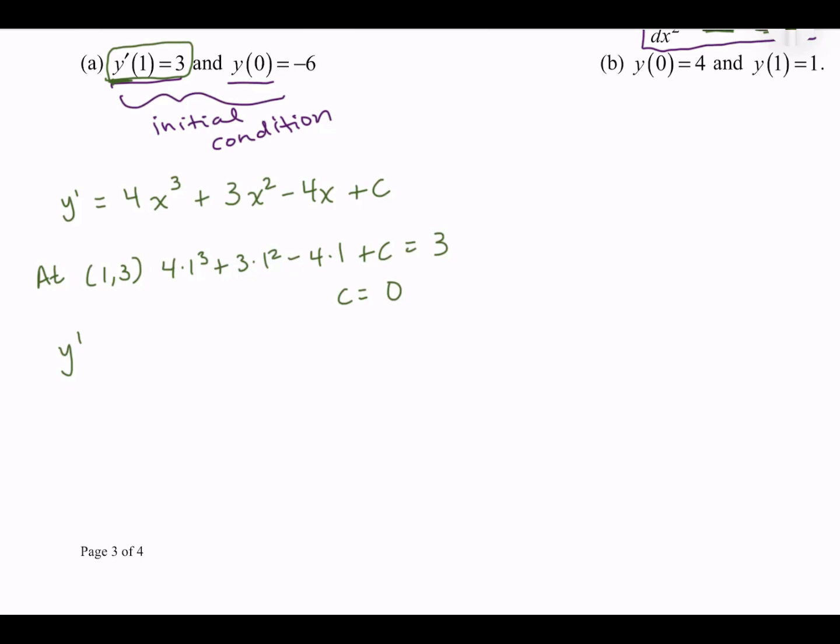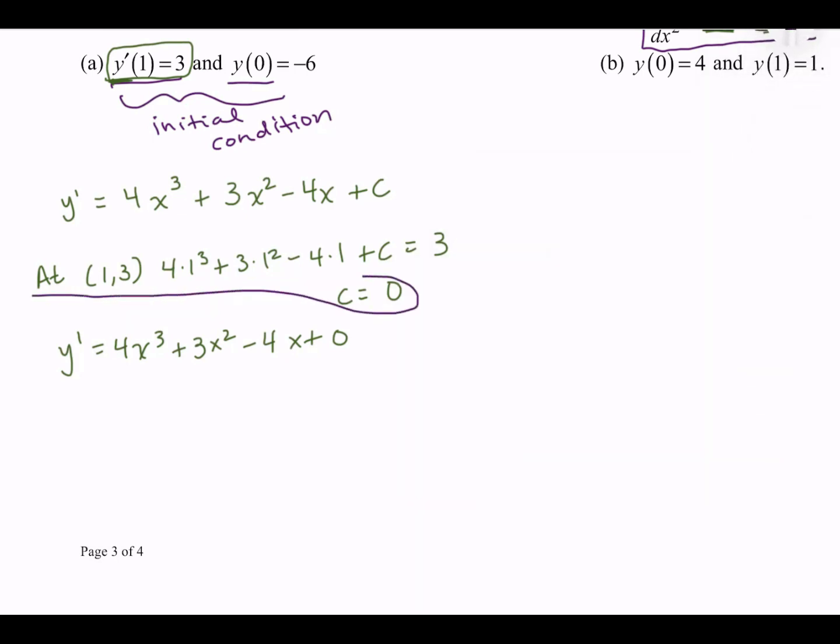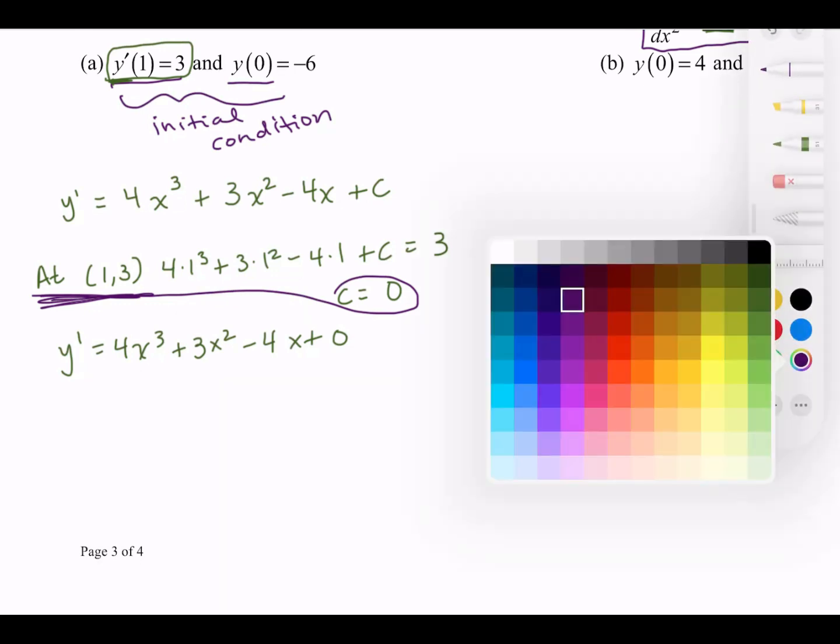So I have y prime equals 4x cubed plus 3x squared minus 4x plus 0 is my specific equation. So I found a specific equation for y prime. Okay. And right here is where I used my initial condition. I don't want you to forget that. So I used my initial condition, and then here is my specific equation for y prime.